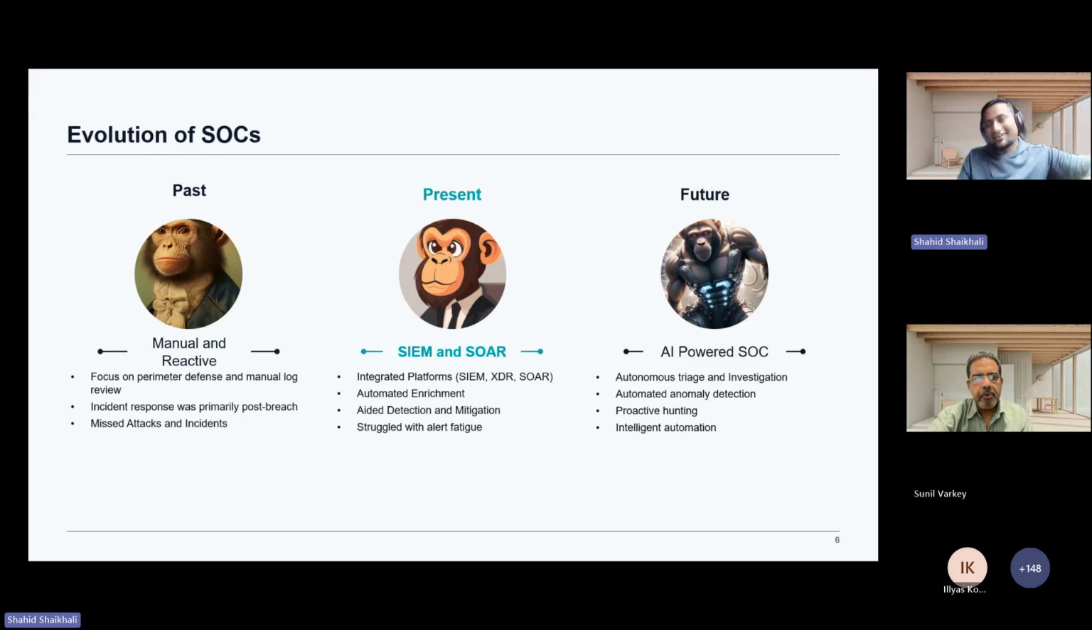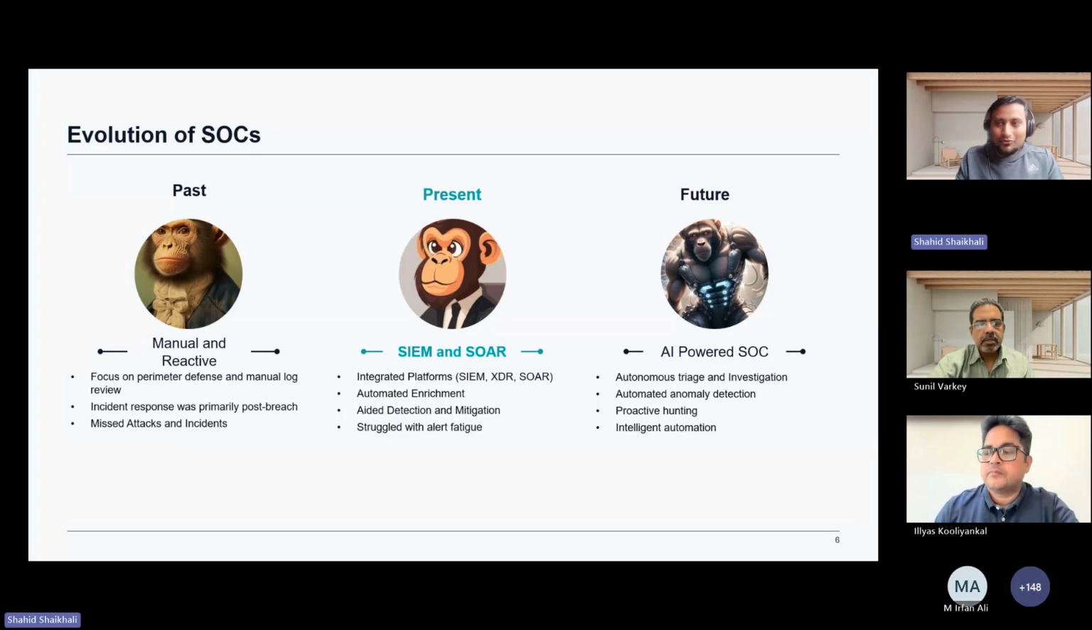Now, enough talking about AI. Let's take a step back and talk about SOCs. So yeah, with that, I would like to welcome you to the planet of the SOC. In the past, SOCs were full of curious chimps poking at logs all day. They were manual, reactive, and always a few steps behind the hackers. In the present times that we live in, SOCs got some fancy tools like SIEM, SOAR, XDR, and whatnot. But we still have a whole lot of alerts that we can't keep up with. Basically, these are the same chimps from the past, but we're just well dressed now.